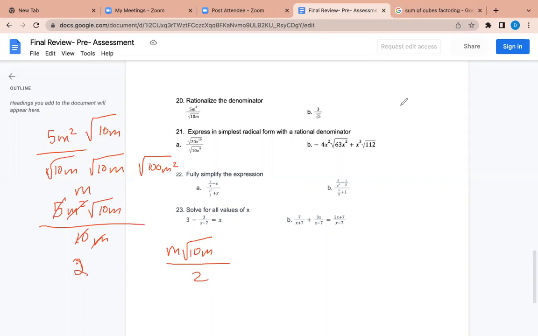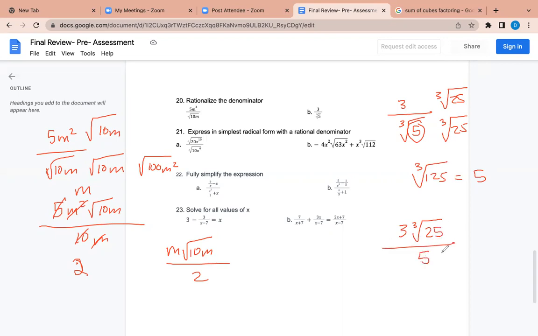For number 3, remember that this is a cube root of 5. So you have to multiply by the cube root of 25 so that I could get a perfect cube. So 5 times 25 is 125, so it'd be cube root of 125, which is equal to 5. So this will be 3 cube root of 25 all over 5.